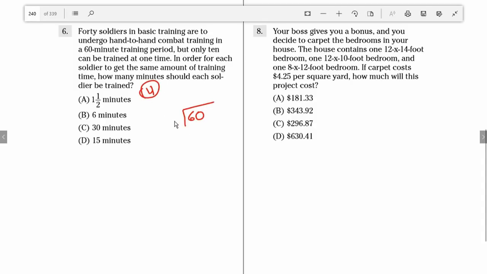So this becomes 60 divided by 4. Again, long division. 4 goes into 6 one time without going over. 4 times 1, of course, is 4. Subtract. 6 minus 4 is 2. Bring down this 0. 4 goes into 20 5 times. 5 times 4 is 20. Subtract, that becomes 0. So for all the groups of 10 to get through, you're going to have to give them 15 minutes each.